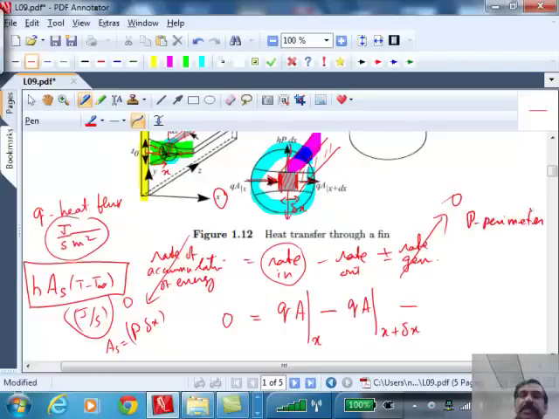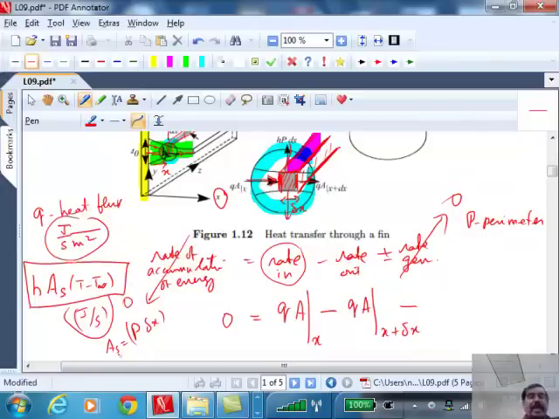That is, what is the length along the top and the length along the bottom? So that length multiplied by delta x will give you what? The area of the shaded top and bottom surface. So P is the perimeter going around both the top and the bottom. That multiplied by delta x gives you the exposed surface area in the top and the bottom, through which heat is being convected away. So As is given by P times delta x. P is the perimeter, delta x is the thickness of the slab that we have chosen.